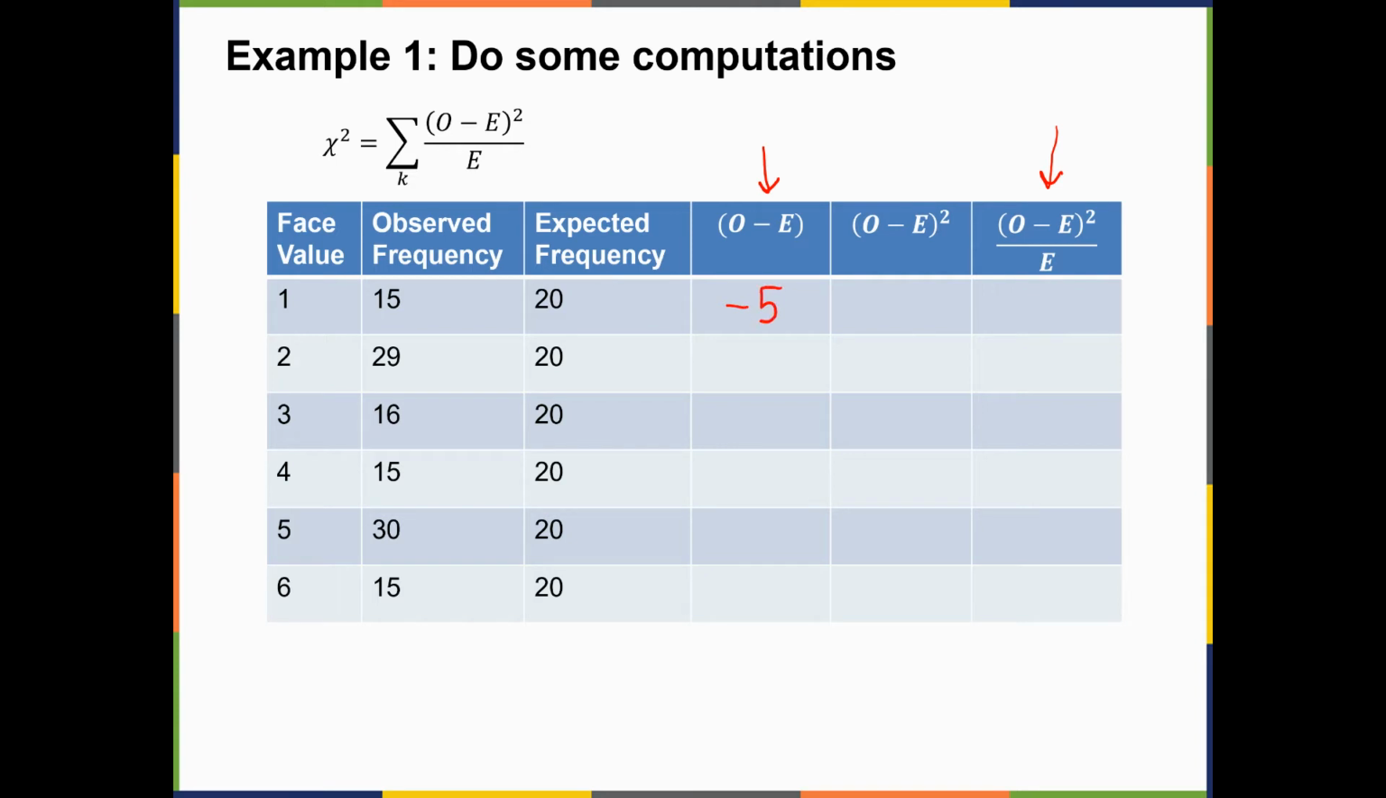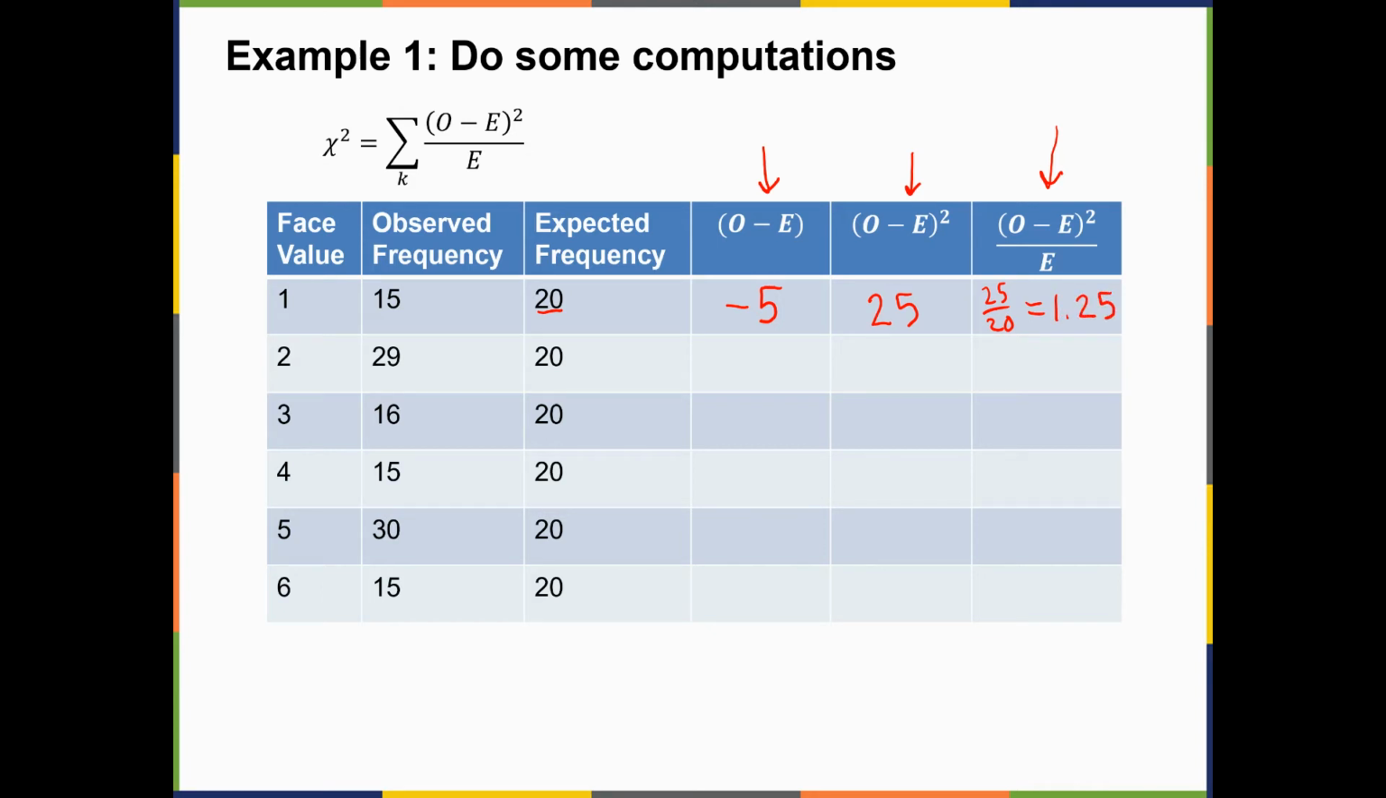5. Just like when we computed variance, we want to square these because we don't want the negative ones to cancel out with the positive ones. So the next thing we do in this column is we square those values, O minus E. So we're going to square negative 5 to get 25. And the last thing we do is we take that squared value and divide it by E. So in this case, this is 25 over 20. Our expected value here is 20. Our (O minus E) squared was 25. 25 over 20 is exactly 1.25.